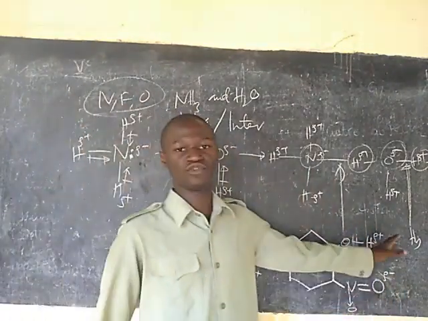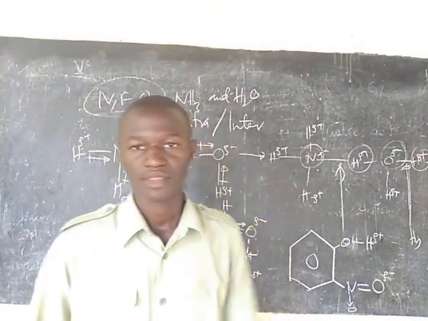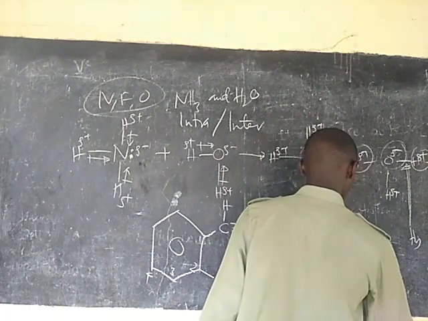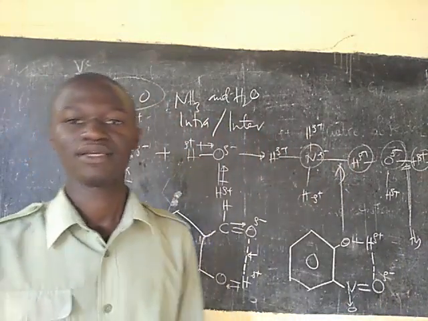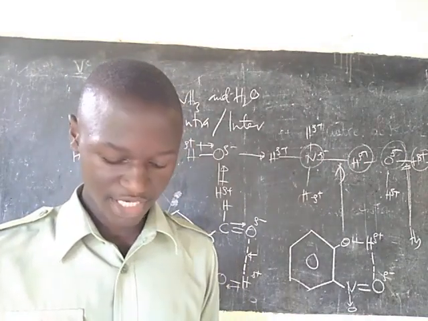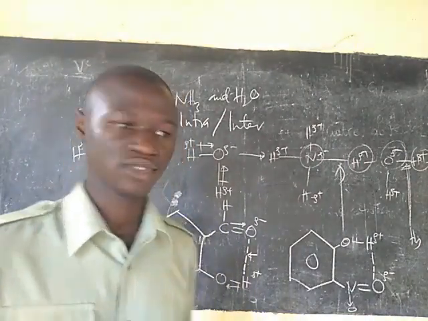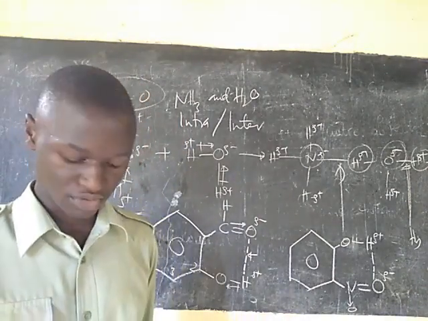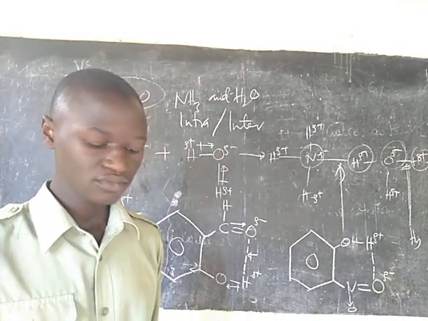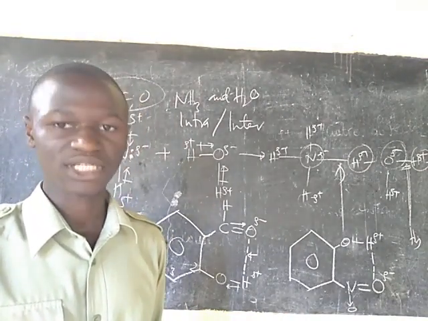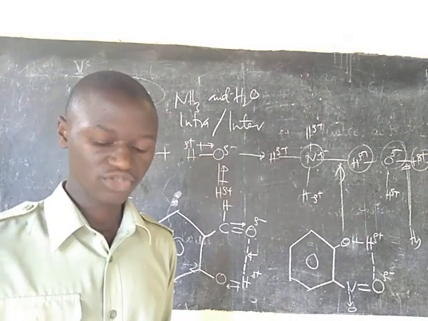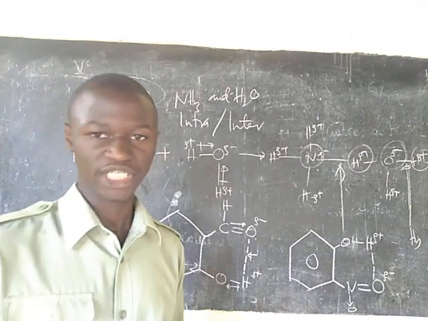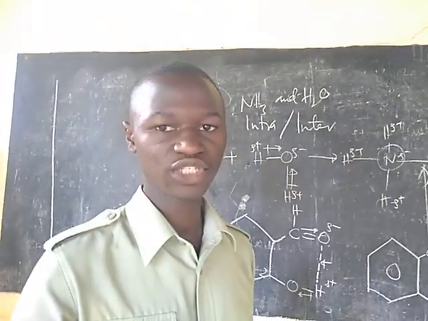So the partial positive in the hydrogen can form the hydrogen bond with the partial negative in the oxygen, and as a result it forms the intramolecular hydrogen bond. So these are two examples: the ortho hydroxyl benzaldehyde and orthonitrophenol. These are two examples of the intramolecular hydrogen bonds.